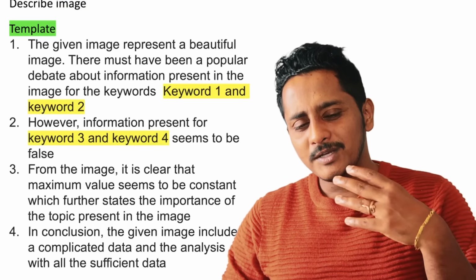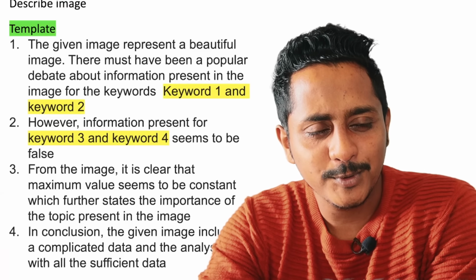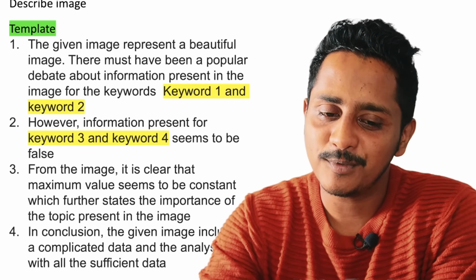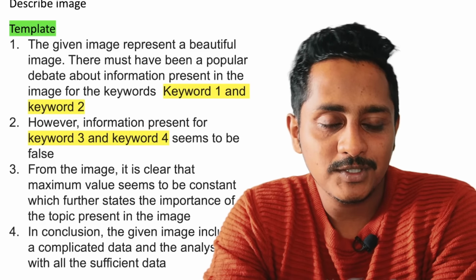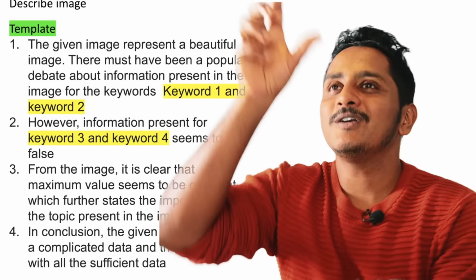This is the template I had always shared on YouTube. The given image represents a beautiful image. There must have been a popular debate about information present in the image for the keywords red and green. However, information present for the keywords blue and yellow, or whatever you see there.